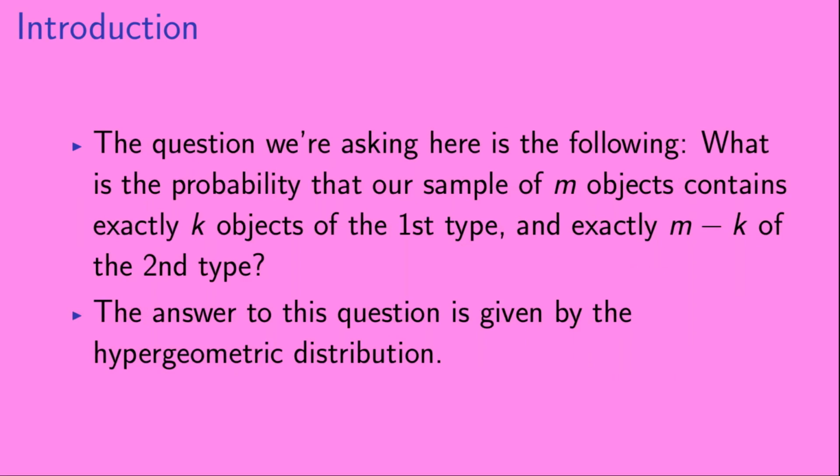The question we're asking here is the following. What is the probability that our sample of m objects contains exactly k objects of the first type and exactly m minus k of the second type? The answer to this question is given by the hypergeometric distribution.